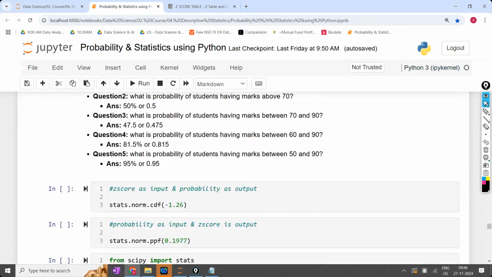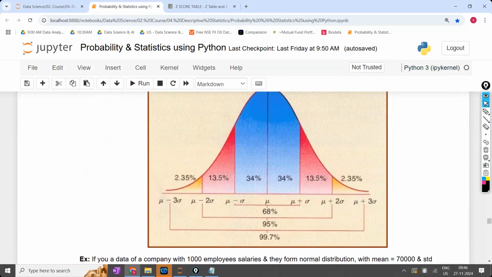This is the rule. The mean is 60, I'm writing clearly: 60, 70, this is 40. From 40 to 70 is 68%. It is fixed always. From minus 1 sigma to plus 1 sigma, exactly 68% will be there, whatever the scenario you take.